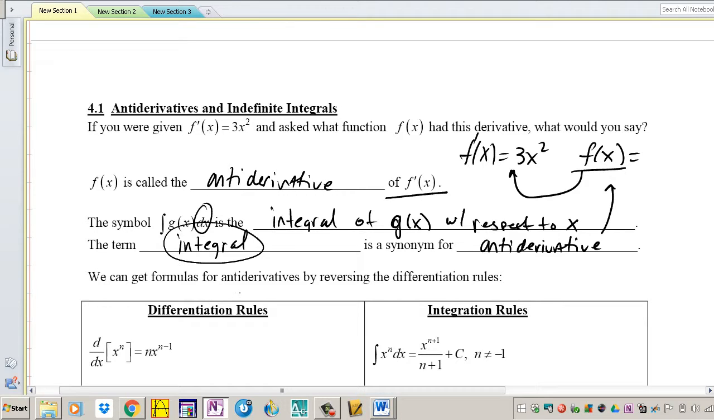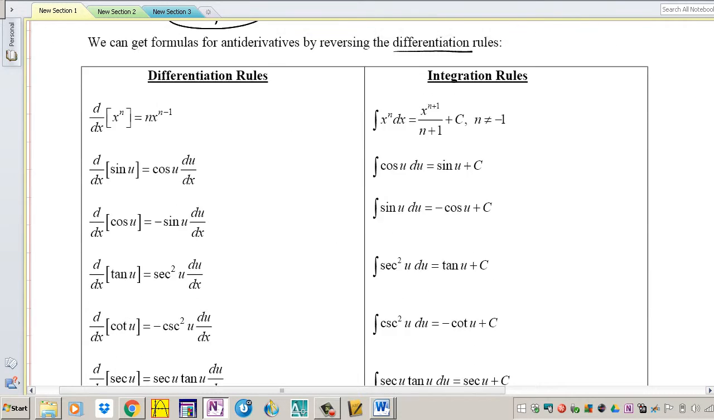We can get formulas for antiderivatives by reversing the differentiation rules. So we know that in derivatives, anytime you have the derivative of x to the n, you drop the n, you take one power away from the n, and you get nx to the n minus 1. Here's an example. The derivative of 3x squared is 6x. The power becomes a 1, which is just 6x.